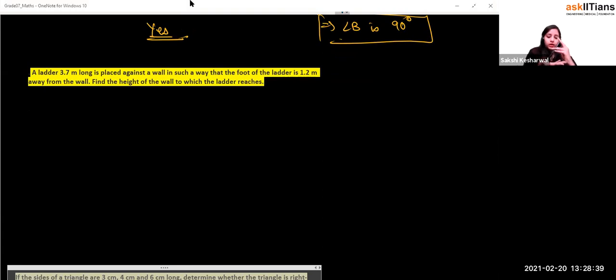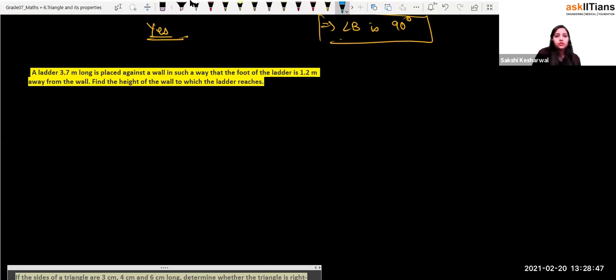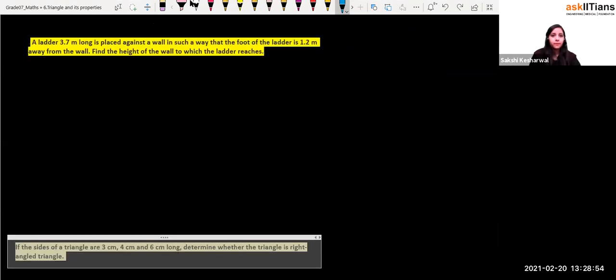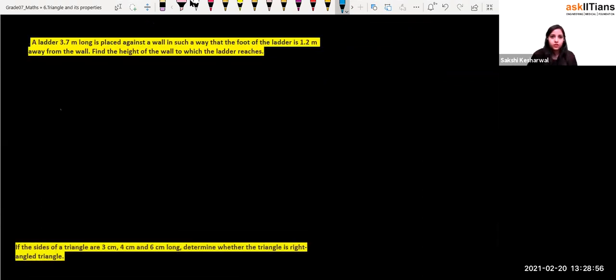Now this pen is the ladder, and this hand is my base, and this one is the height. So you see the wall and the ground are always making a 90 degree angle. So this will be a right angled triangle. This is going to be a what, just see.